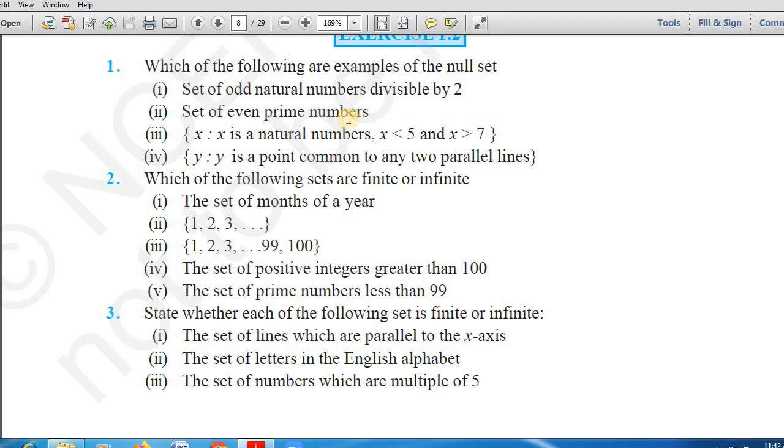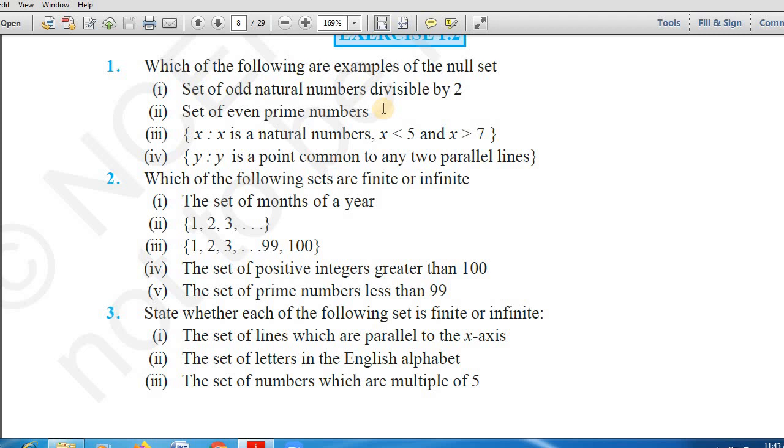Set of even prime numbers. Is it a null set? No, obviously not, because there is one and only one even number which is prime, and that is 2. It is even. So the set of even prime numbers has only one element, that is 2. So it is not a null set.